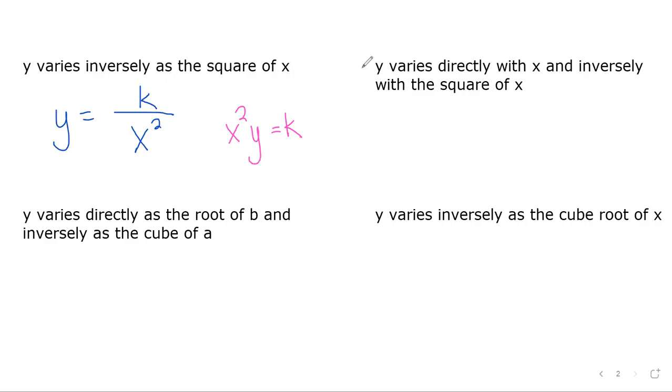Okay, second one, y varies directly as the root of b. So direct would be numerator. So directly as the root of b, and inversely as the cube of a. So the inverse part goes on the bottom. Oops, cube, not cube root. And there we go. So y varies directly as root of b, inversely as cube of a, and there's always going to be a constant.